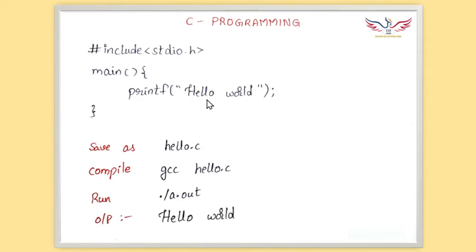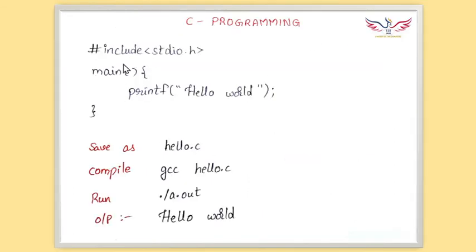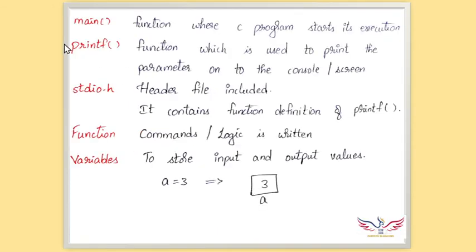Now let's just look at this. What is main? What are the terms used in this program? Main function. This is where the program starts its execution. So if there are 4 lines, from where will it start? It will start from the main function. Okay, now printf is there.